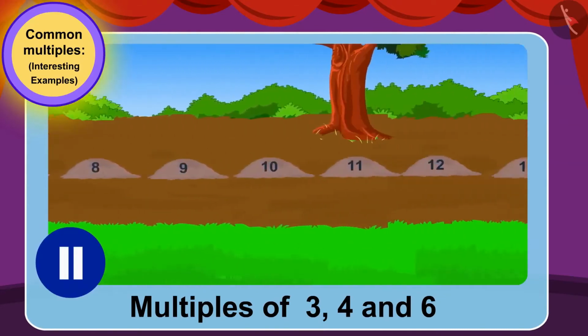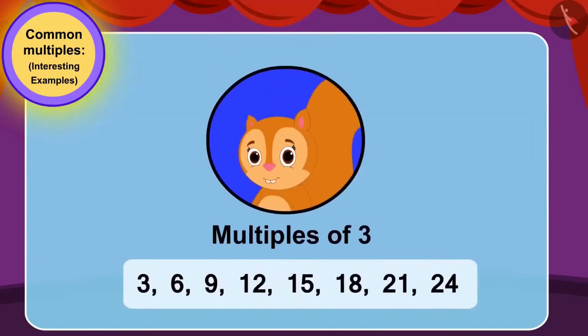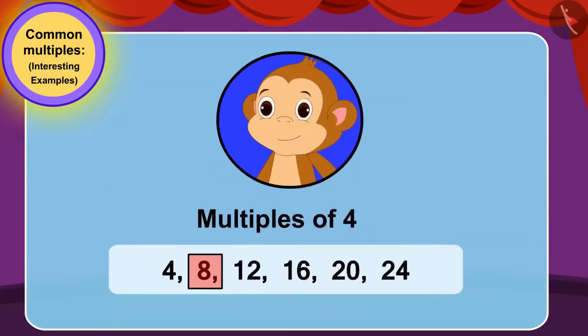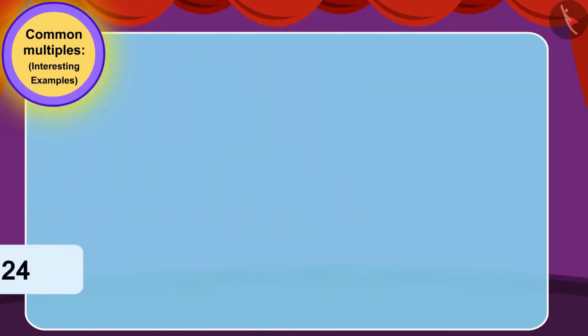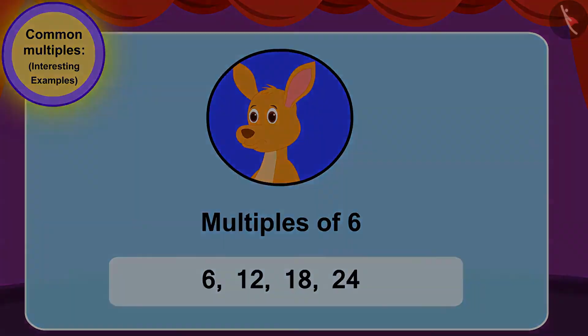Well done, children. You have found the right answer. Chanda will jump on 3, 6, 9, 12, 15, 18, 21 and 24 stones. Babban will jump on 4, 8, 12, 16, 20 and 24 of these stones. And Kittu on 6, 12, 18 and 24 of these stones.